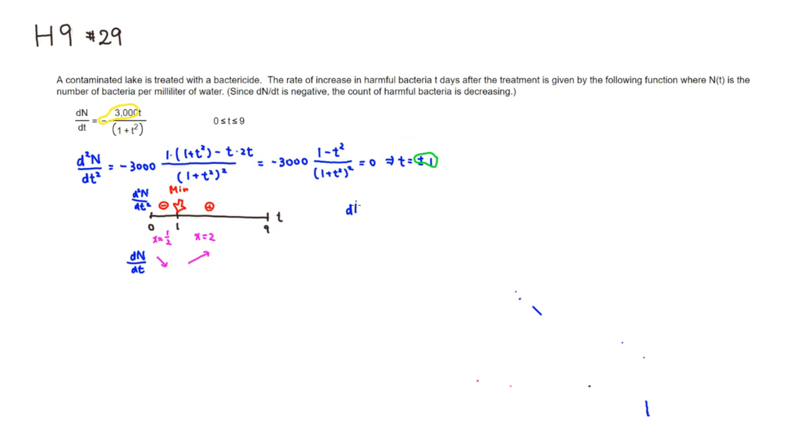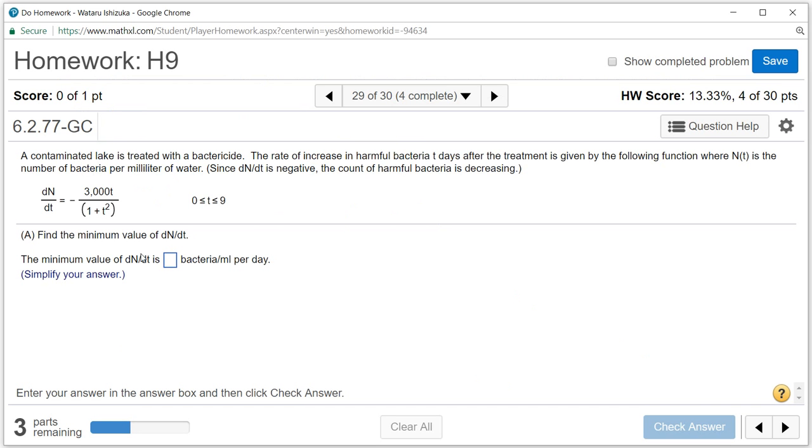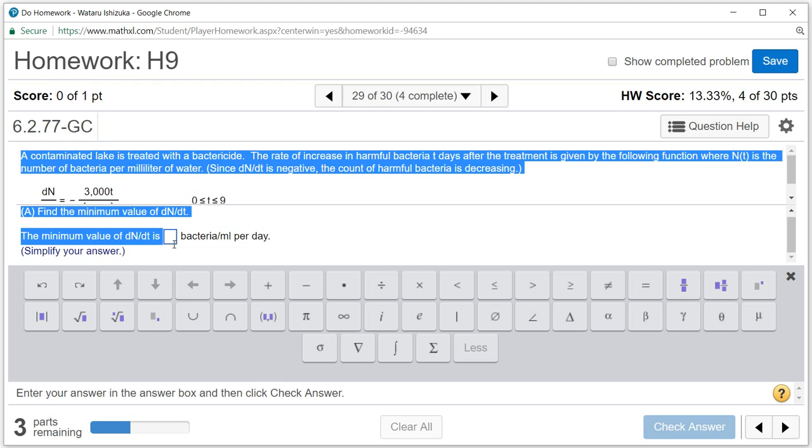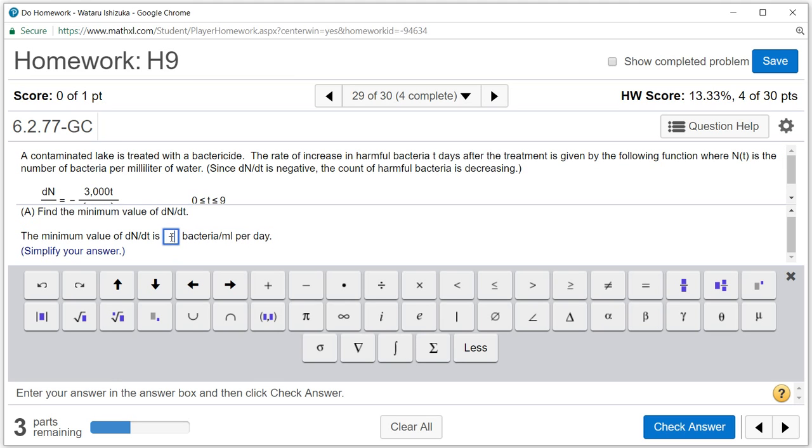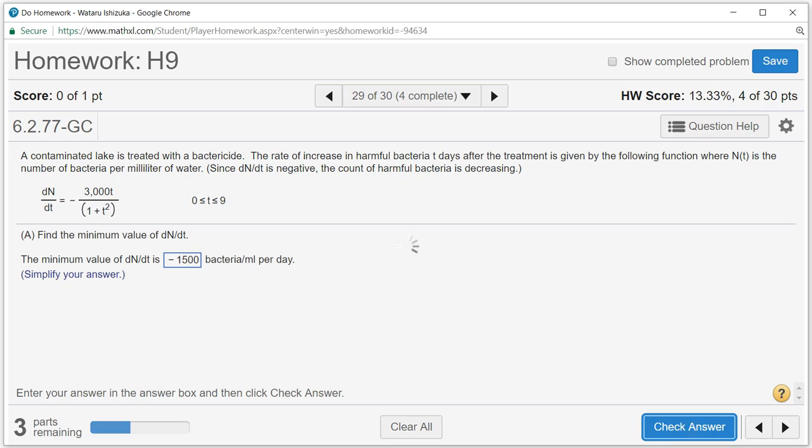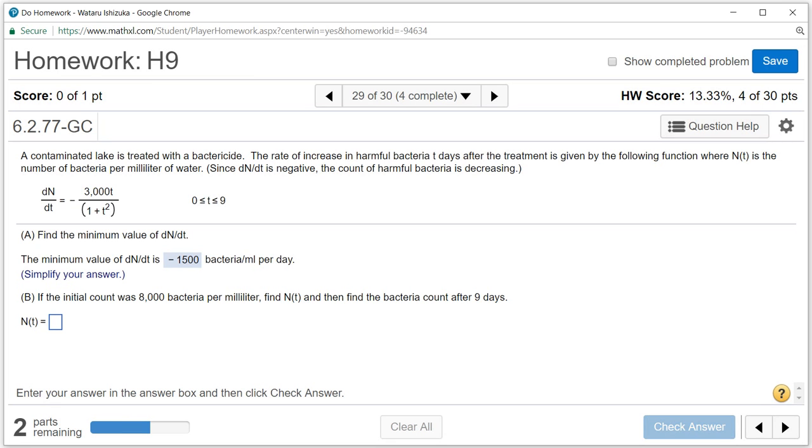So dn over dt evaluated at t equals 1 is going to be negative 3,000 times 1, so it's just 3,000, over 1 plus 1 squared, so it's going to be 2. So it's going to be negative 1,500. Let's type that in. We got negative 1,500. Check the answer. We got that.